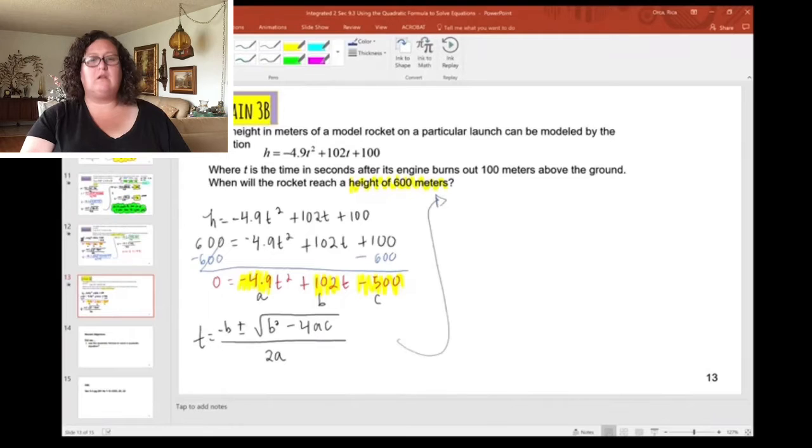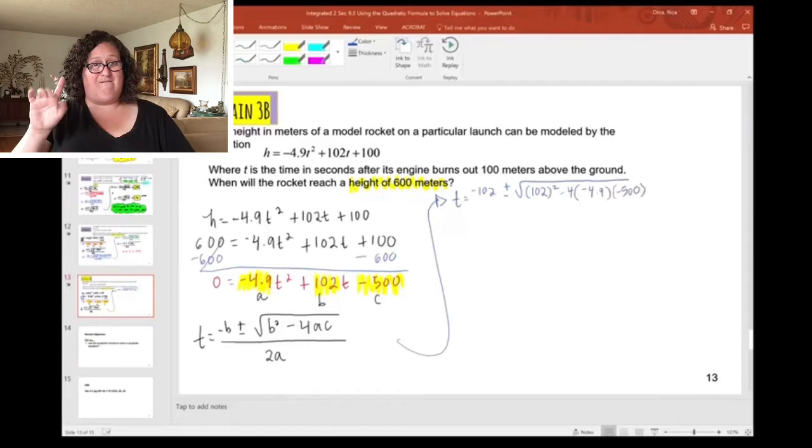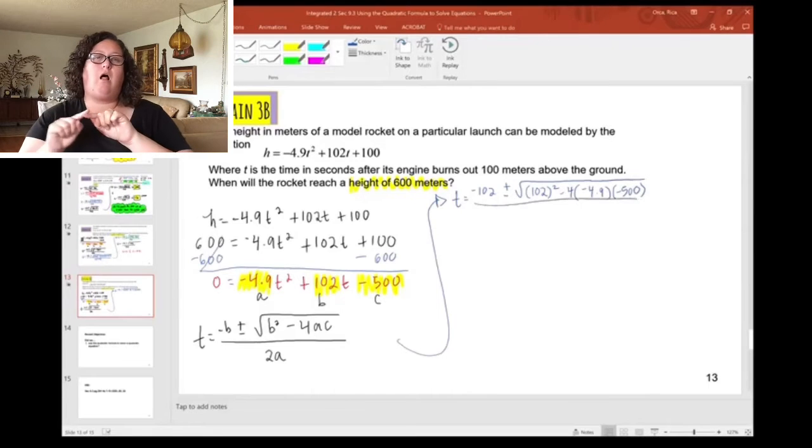Let's continue. t equals negative 102 plus or minus the square root of 102 squared minus 4 times negative 4.9 times c, which is negative 500, all over 2 times negative 4.9. Let's go ahead and simplify.